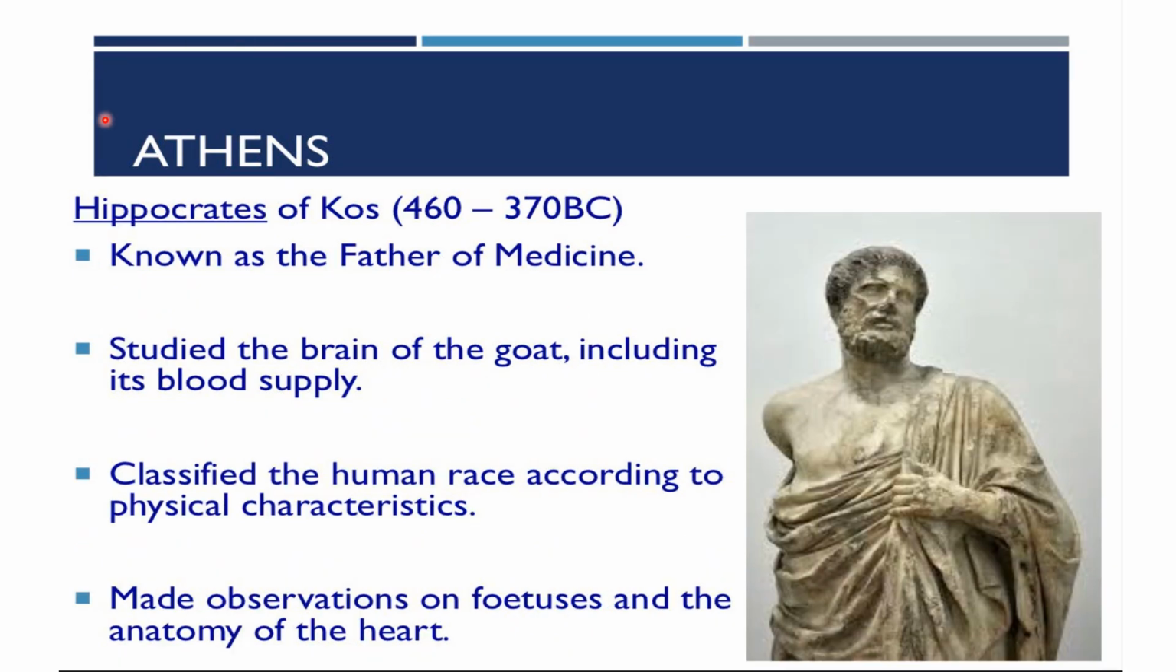Now, still in Athens, Greece, we look at another man that most of us are familiar with, Hippocrates, also known as the father of medicine. What he did was he studied the brain of a goat, including its blood supply, and he was also the first to classify the human race according to physical characteristics. And he made very important observations on fetuses and the anatomy of the heart. So, father of medicine, he studied the brain of a goat, including its blood supply. He classified the human race according to physical characteristics and also made observations on fetuses and the anatomy of the heart.